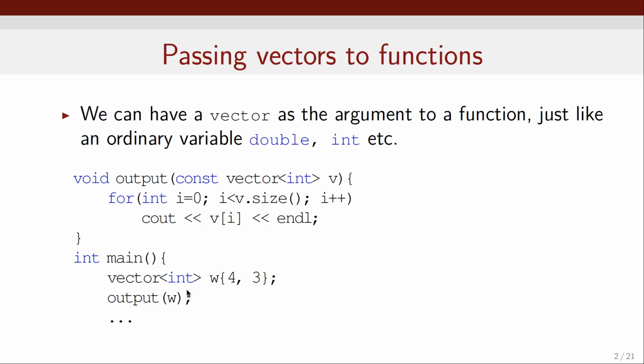So if I declare in my main function a vector of integers w, and then call that function and pass that vector w to the function, then that function output will take the components of that vector through this for loop and print each component one by one to the screen.